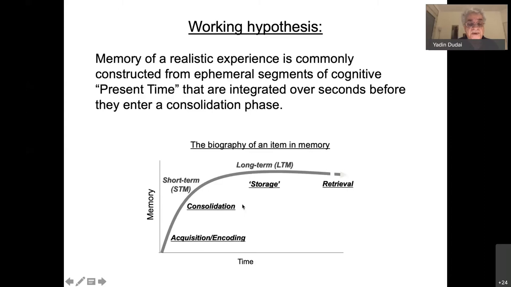For us, it's important to understand that there is a process that takes the acquired information and converts it into something which is persistent for a much longer time than the experience itself, because memory is recreation or retrieval of information that is now offline. It's not online anymore.